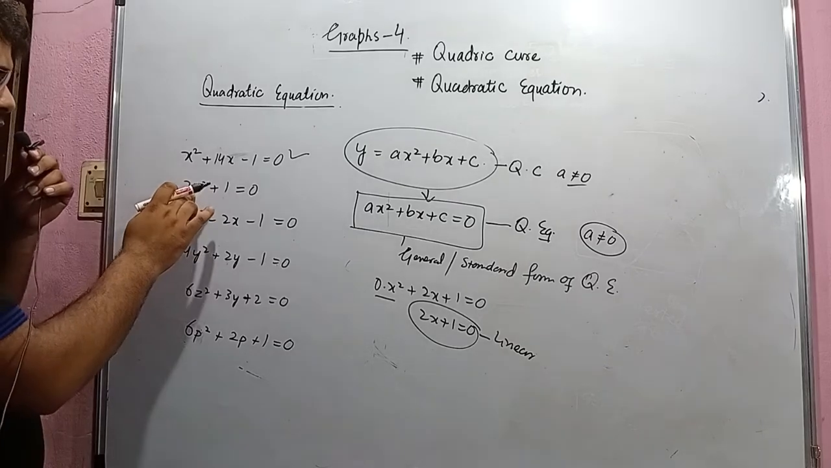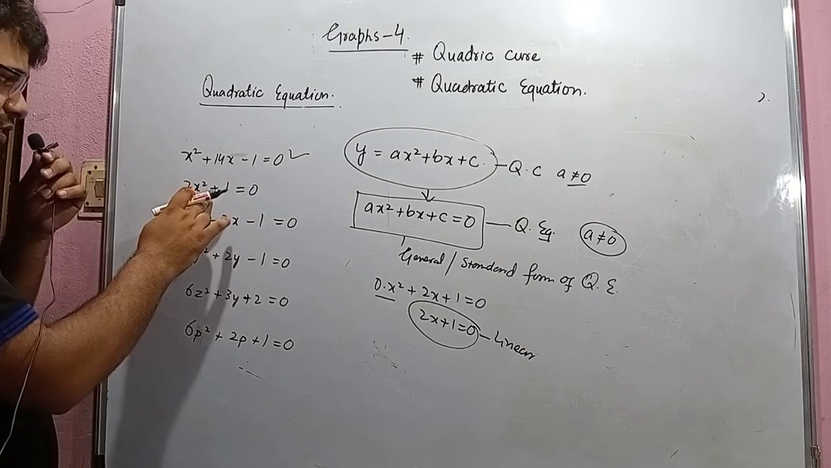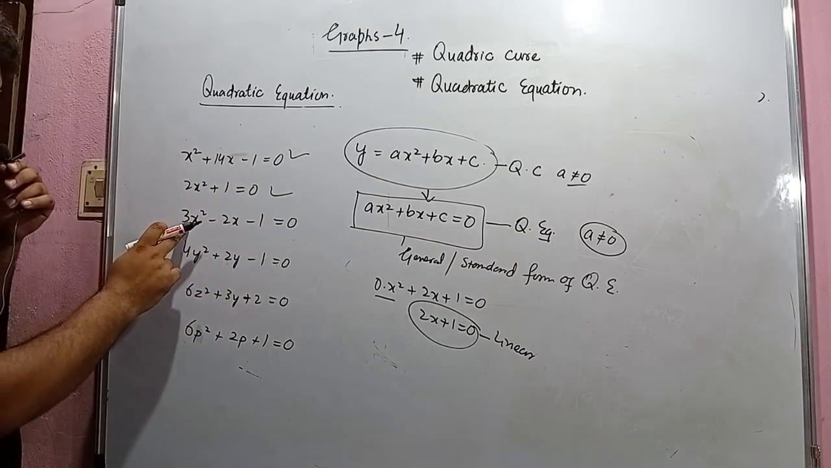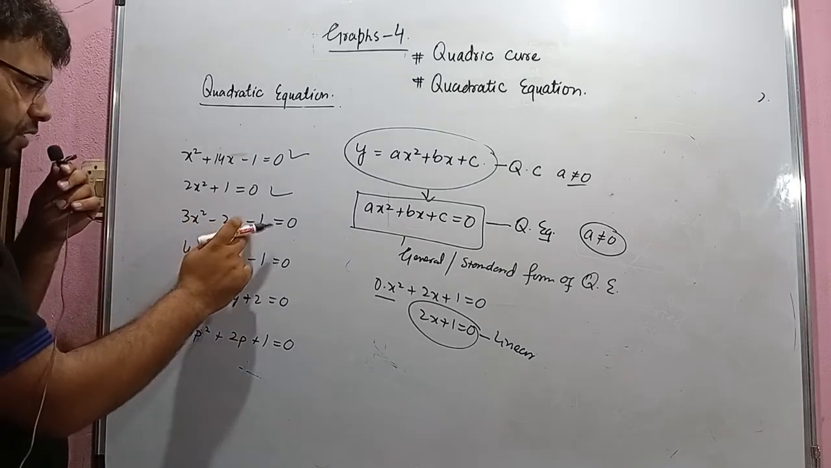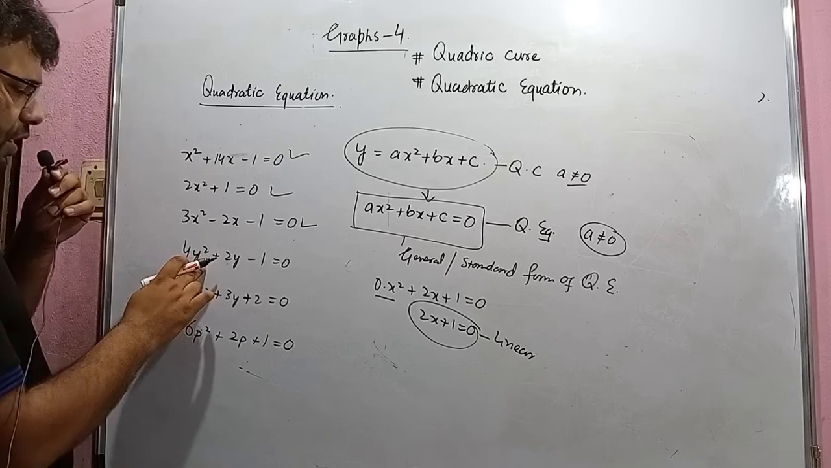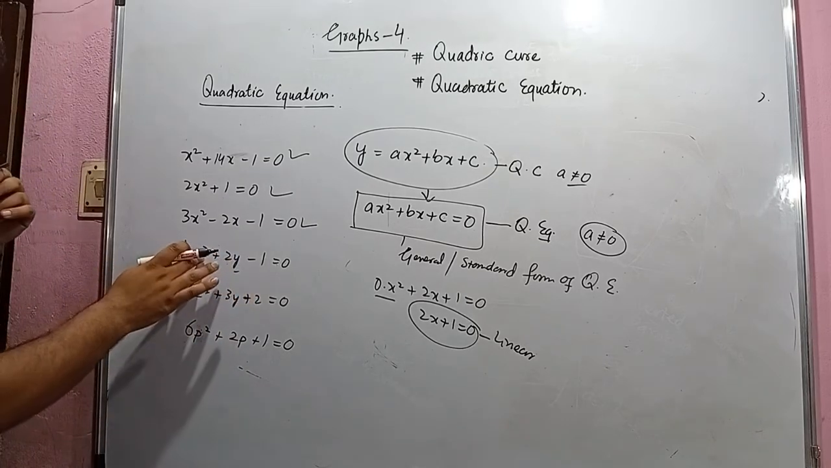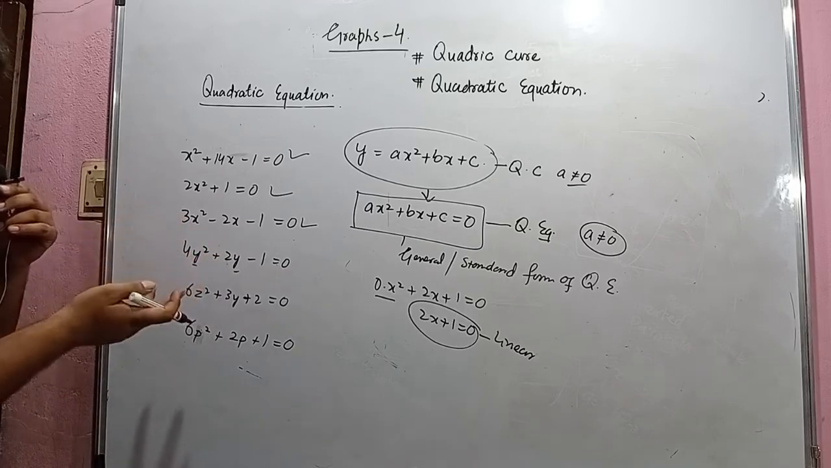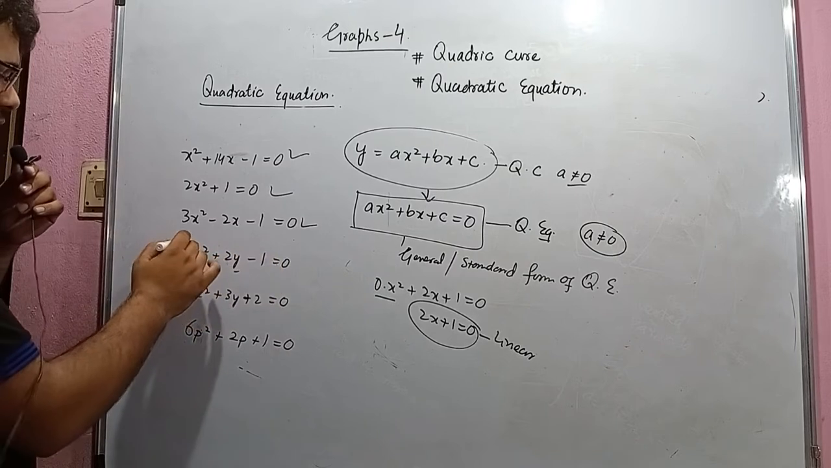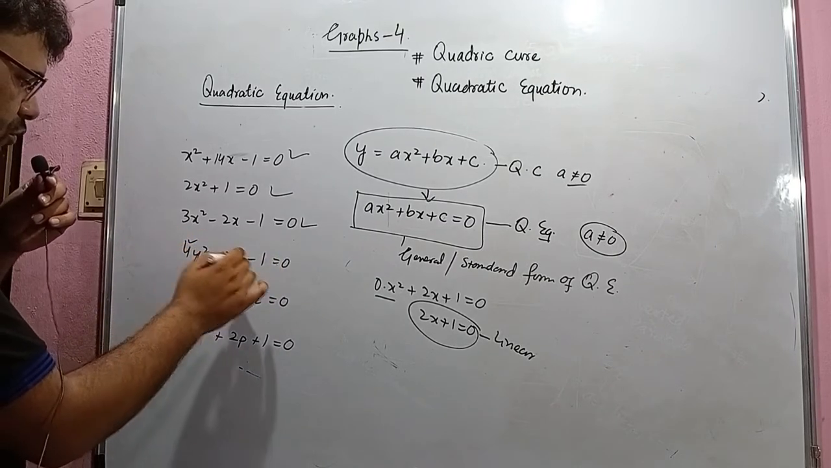Here a is 2, the coefficient of x square is 2, and bx is not present, so b is 0, b can be 0, and c is 1. Yes, this is the quadratic equation. Here a is 3, and b is minus 2, c is minus 1. This is the quadratic equation. Here a is 4, only the variable is here y. Yes, this is the quadratic equation, because in place of x we can put any variable. 4y square plus 2y minus 1 is equal to 0. A is here 4, the coefficient of y square, and b is here 2, c is minus 1.